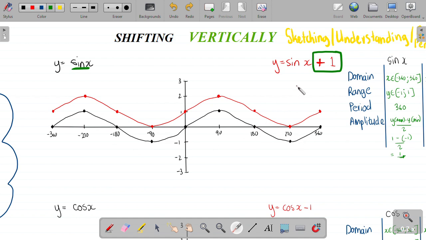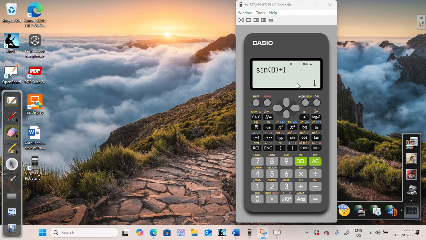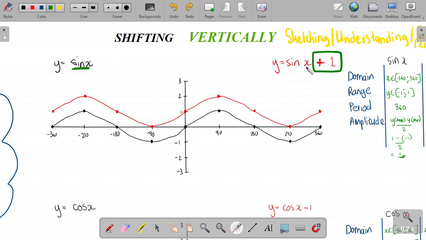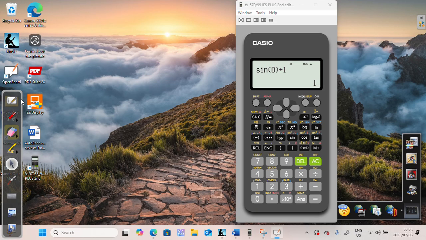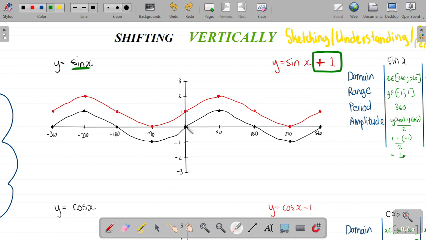Now I can get my calculator out quickly. When I have sine of 0 plus 1, look what happens. Instead of just sine of 0, I put plus 1. What did I end up getting? I got the answer of 1. Can you see that it has shifted up 1 unit? I'm going to take 2 more examples to prove what I'm mentioning, and then I'll carry on.